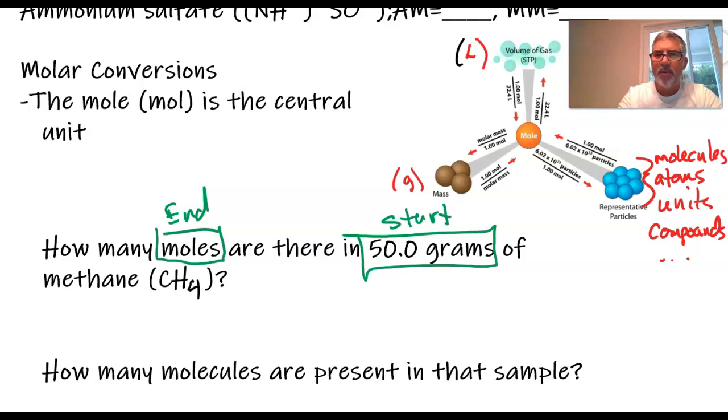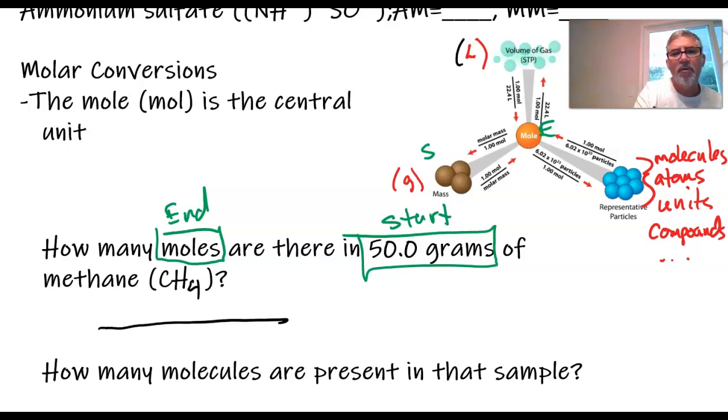So here I have grams, so that's mass. So this is my start, and my end is there, right? So I'm going from mass to mole. The way I do this is I draw one of these. My given always goes up here. So 50 by 50 grams of CH4.